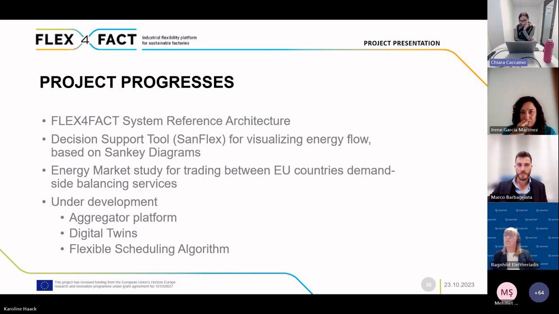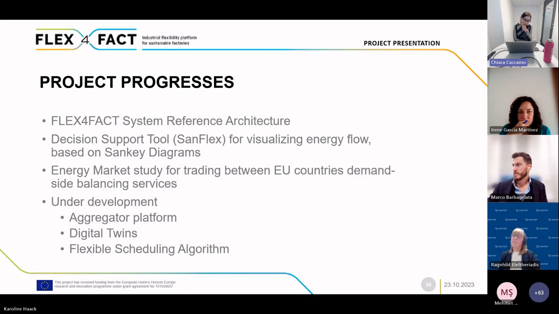Please. Thank you very much, Ragnhild. I will be glad to guide the audience through the technical aspects of the project. We started in November, so it will be almost 1 year and a half from the project start. We have been doing quite some work. We started with the assessment of our 5 use cases, because they represent the framework, the scope of work of the project. At the same time, we have been working on the Flex4Fact system reference architecture, which has been recently delivered. We have been working on the decision support tool, the SunFlex toolkit, based on Sankey diagrams, and this will be used also later in the project to compare the baseline and the results obtained.